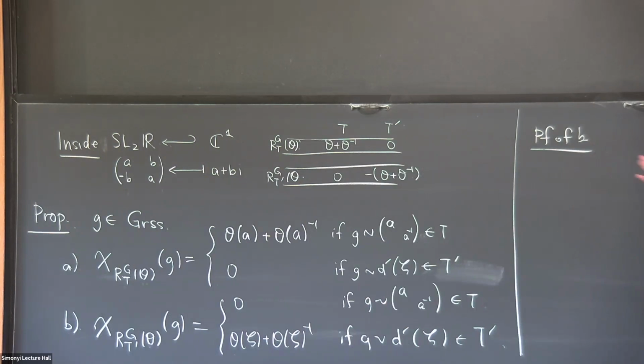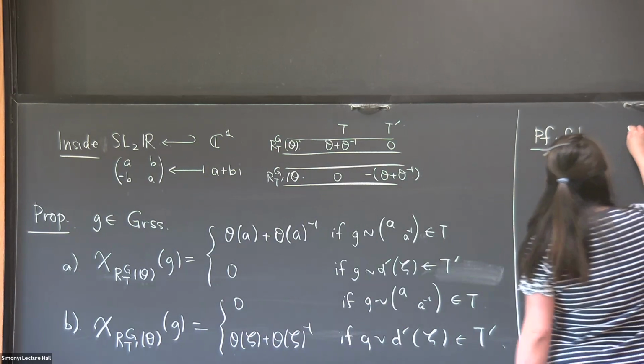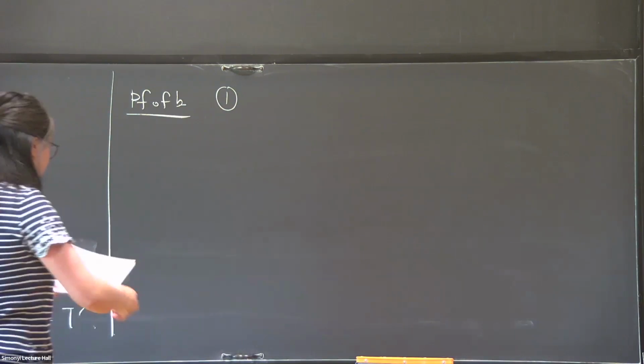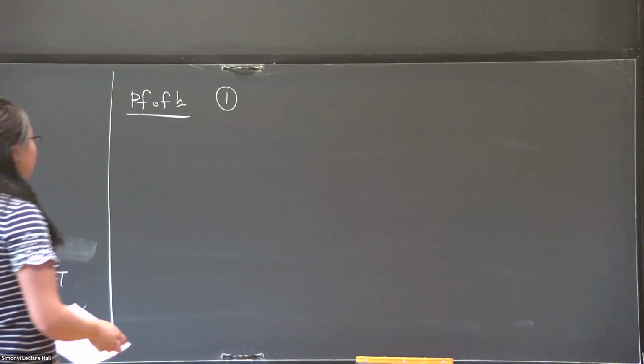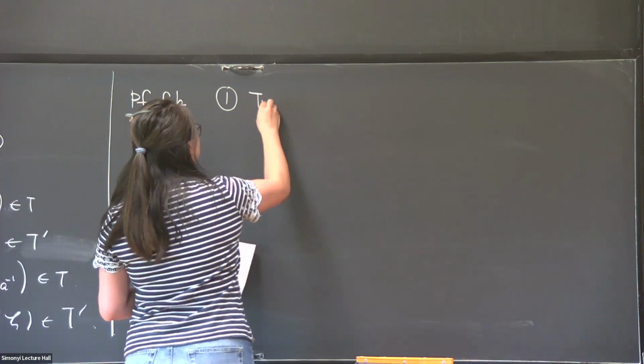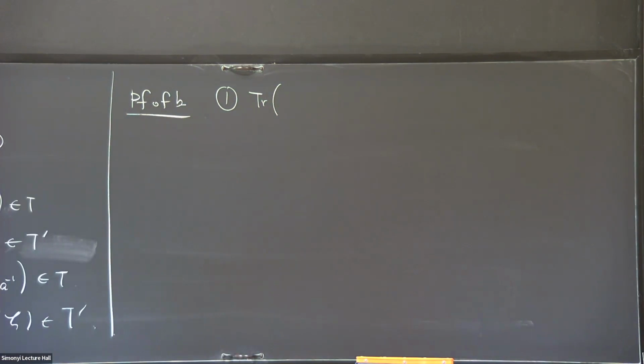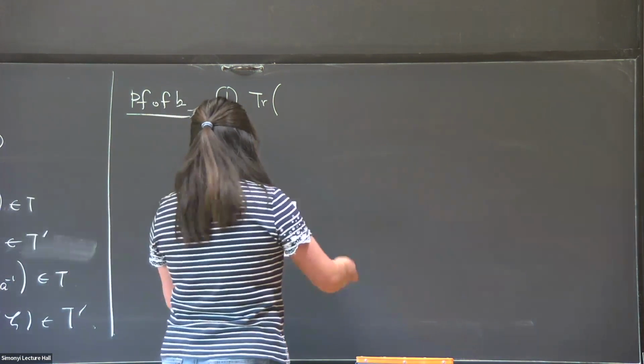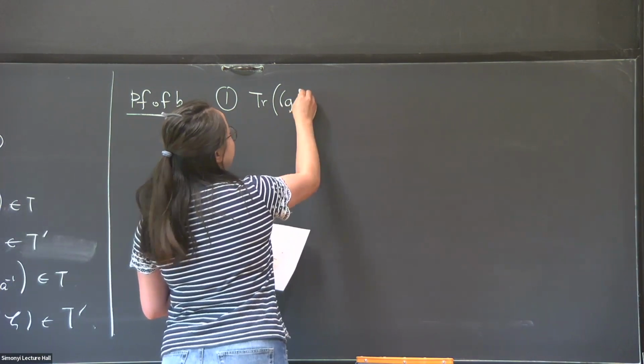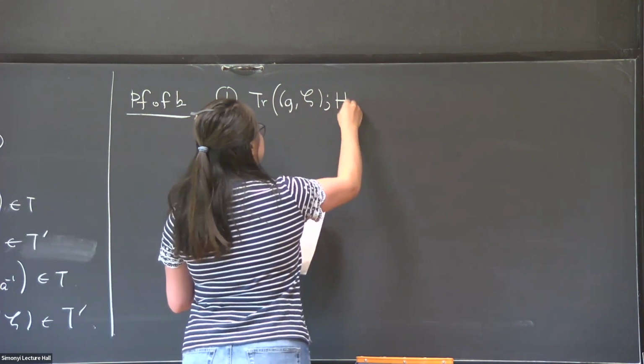Okay, so the proof of B relies on 2 facts that I stated yesterday. And let me remind you of these 2 facts. The first fact is a serious fact, in the sense that it's difficult to prove. And the second fact is a calculation. So this is the first fact.